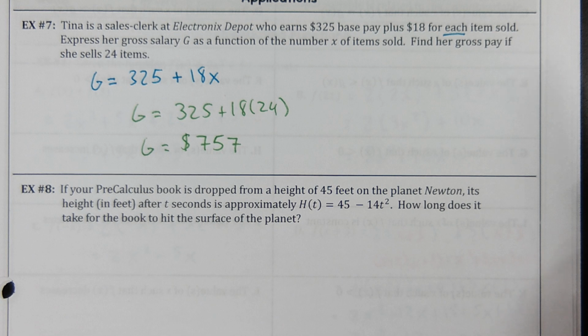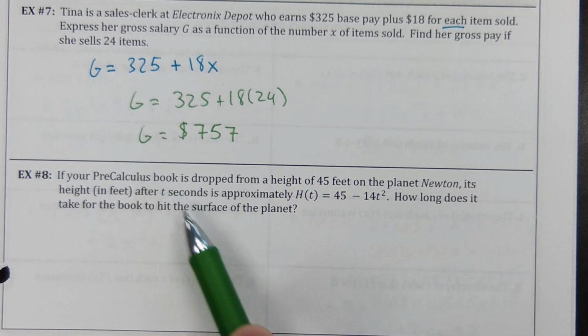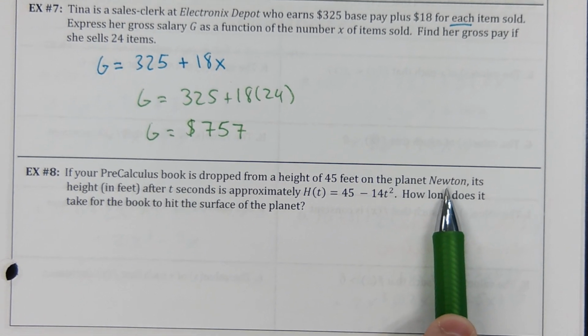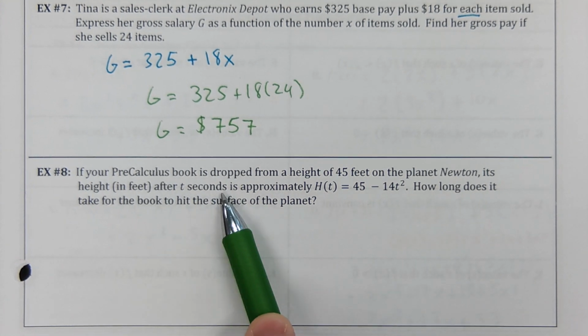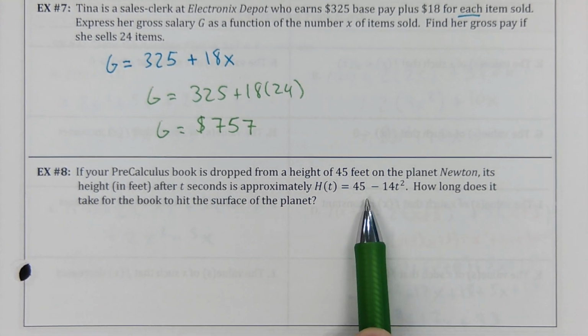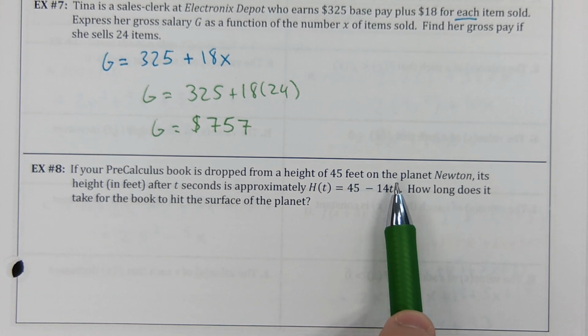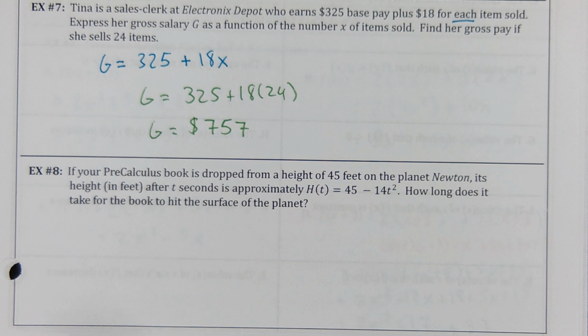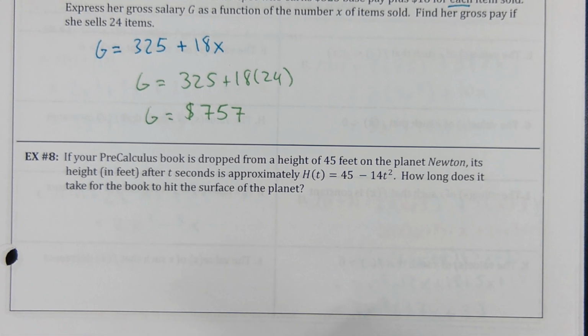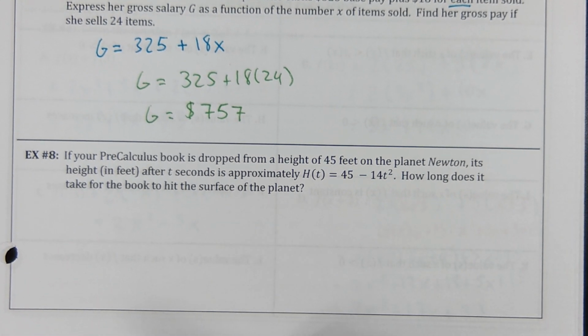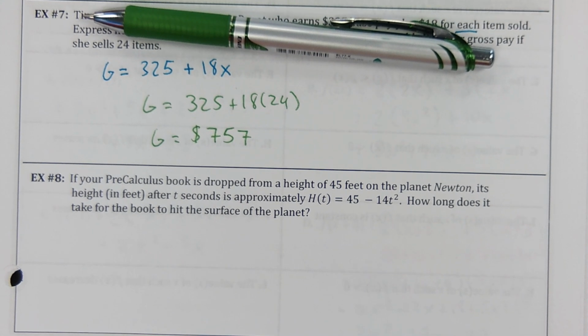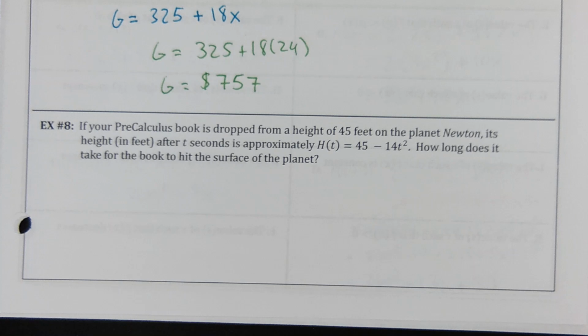If you had one, if your pre-calculus textbook is dropped from a height of 45 feet on the planet Newton, its height in feet after t seconds is approximately this equation. Height after t amount of time is 45 minus 14t squared. How long does it take for the book to hit the surface of the planet? I guess the real question is, if the book is hitting the surface of the planet, what is the height then? What's the height of my pen from the table? 0. So if it hits the surface, the height is 0.